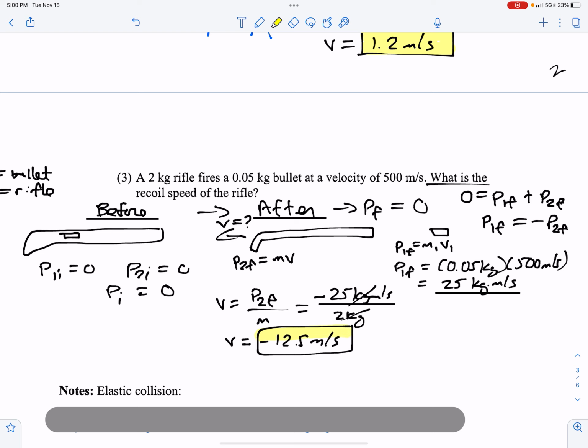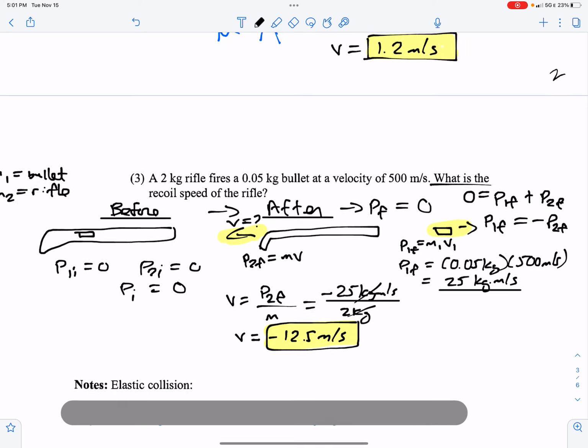Okay, again, what's the indication of the negative? What does that mean? The rifle is moving opposite the direction of the bullet. Bullet's moving right, rifle's moving left.